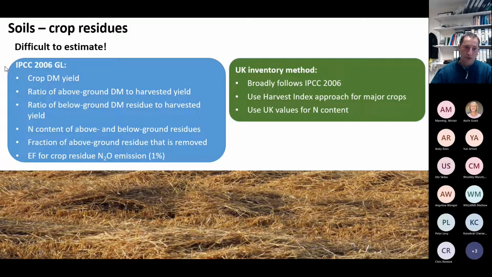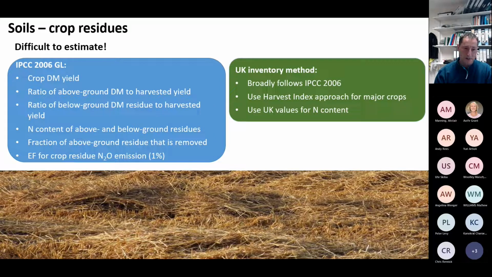But we follow the IPCC guidelines. For that, you need information on the crop dry matter yield, and we have good information on that for most of our crops in the UK. Then you need a ratio of the full plant above ground dry matter to the harvested yield. We don't necessarily have that. And similarly for the below ground dry matter, so the roots that remain after the harvest. Then you need to know the nitrogen content of those above and below ground residues, and the fraction of the above ground residue that is removed. Straw, for example, a lot of straw is baled and used in livestock bedding or for other purposes.